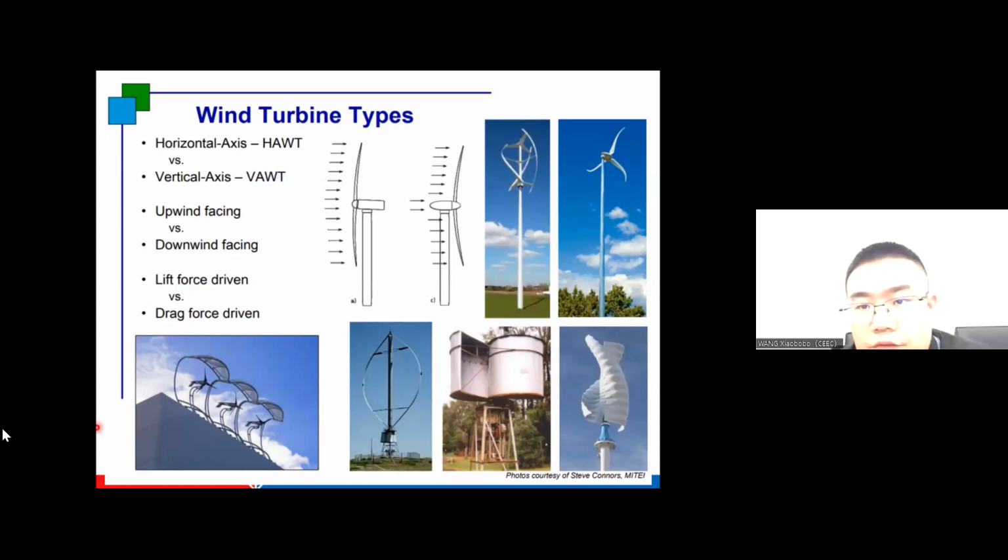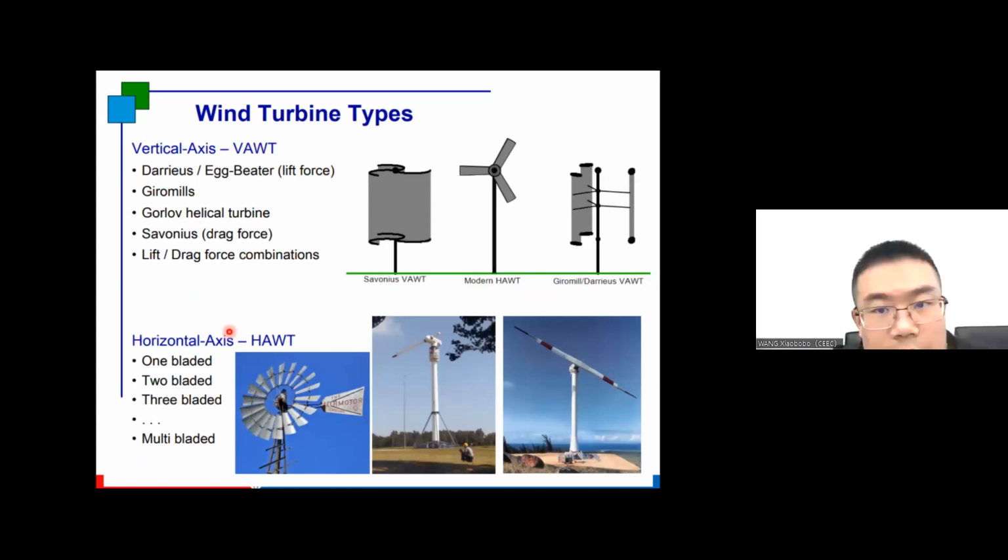So during the development of the turbine history, there have been quite a lot of different types of turbine. We can have the horizontal, the vertical, the upwind facing, the downwind facing, and the lift force driven, drag force driven. We have plenty of different types. But as time goes on, all the industry concentrate their R&D resources into a unique platform. As we can see, the wind turbine types, the vertical axis, we nominate it as the VAWT, and the horizontal axis.